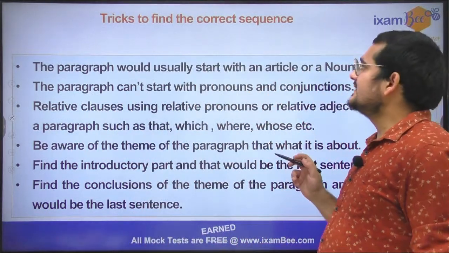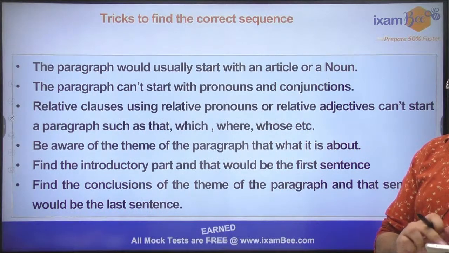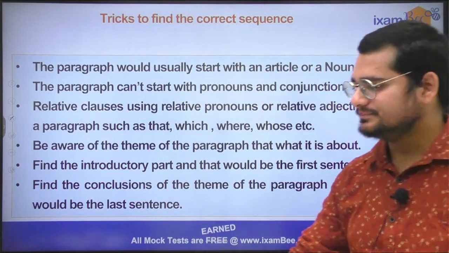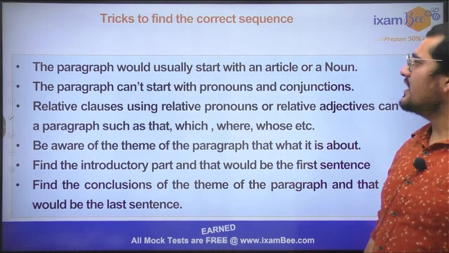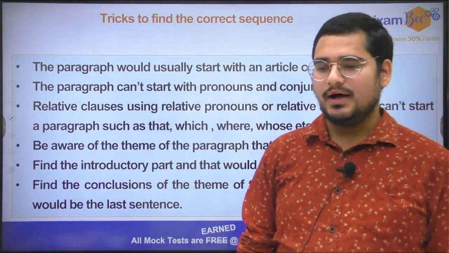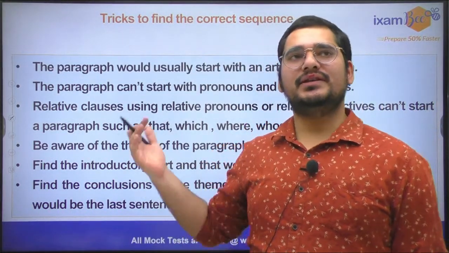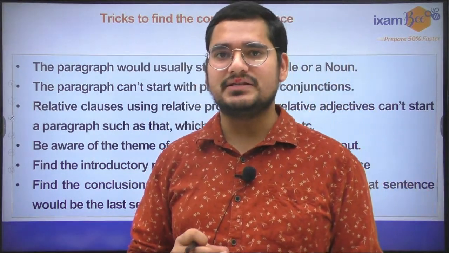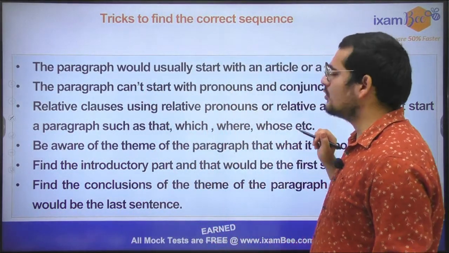Now, we see these tricks to find the correct sequence, right? So what are the tricks through which you can find the correct sequence? Okay, so the first is the paragraph would usually start with an article or a noun. It's not necessary, but it is usually so. These are the tricks which can help you to find the correct sequence of the sentences, right?